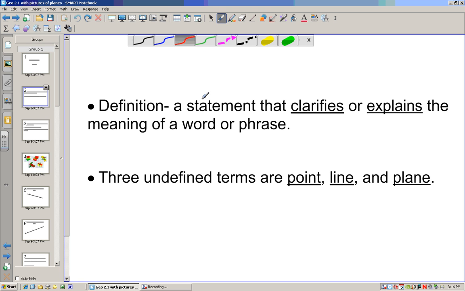We're going to start with the definition of definition. A definition is a statement that clarifies or explains the meaning of a word or a phrase.